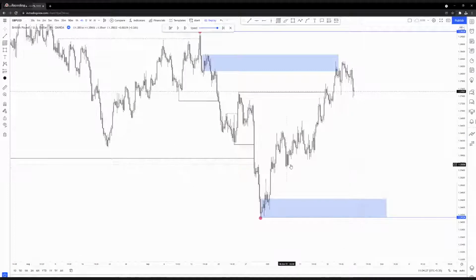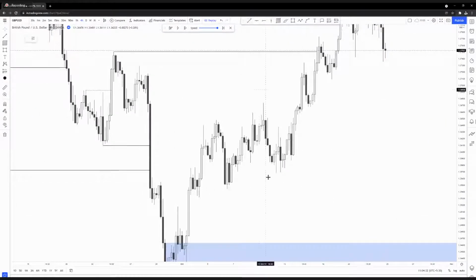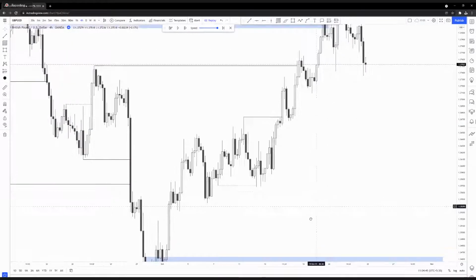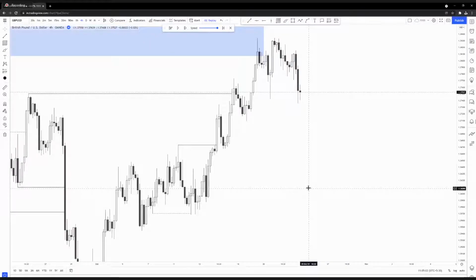Okay, and then let's see another area. We have a strong low here, right? Why? It took out liquidity and it has broken structure. And now what do we want to see? This is a bullish QM, right? So what do we want to see? From the time that the bullish QM is created, we want to see a bearish QM. That is what we want to see.